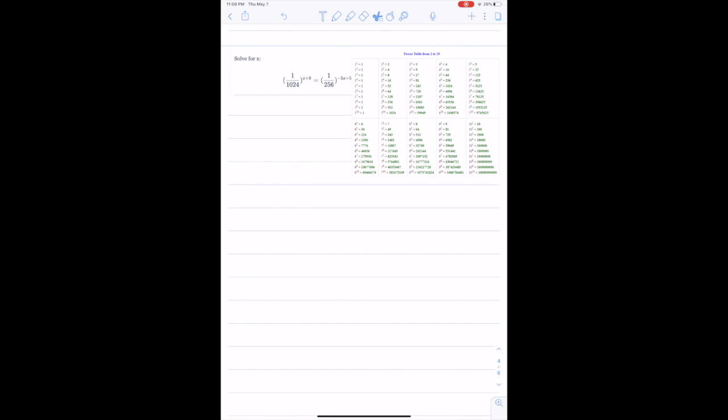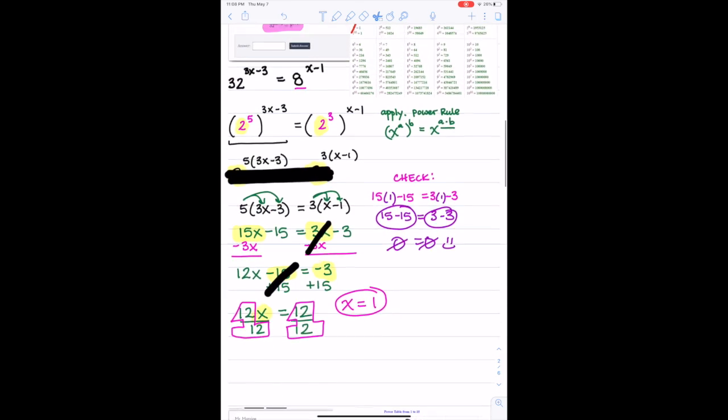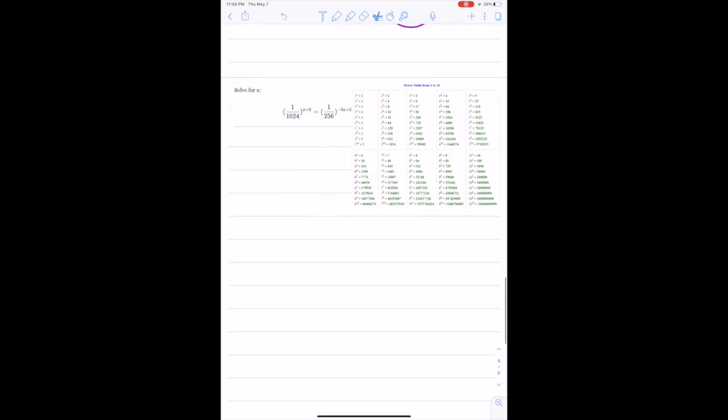Okay, so I wanted to do a few examples of a very similar, related, almost identical concept, but for cases where we see numbers in the denominator. So the first few examples we did, notice that there were no fractions. They were all integer bases. But now we're looking at some examples that have these fractional bases. So this one, for example, says 1 over 1024, and this one says 1 over 256.